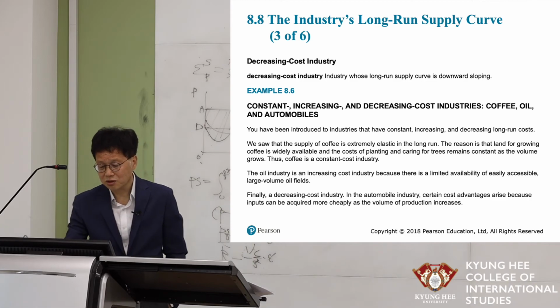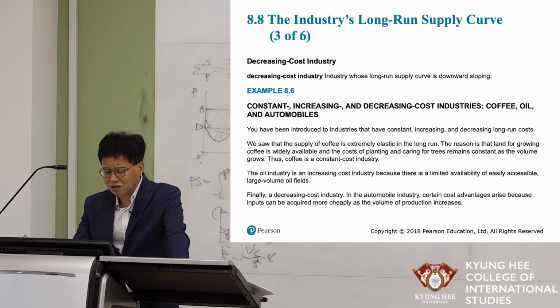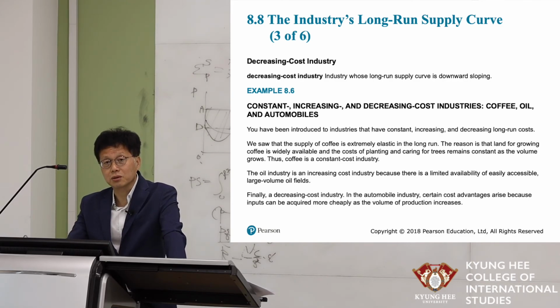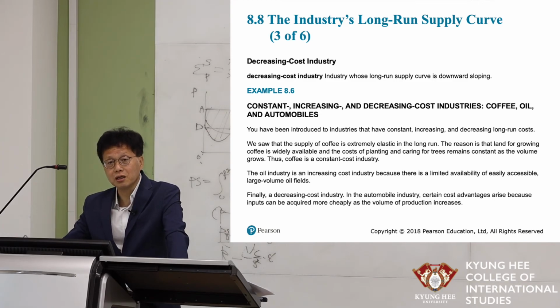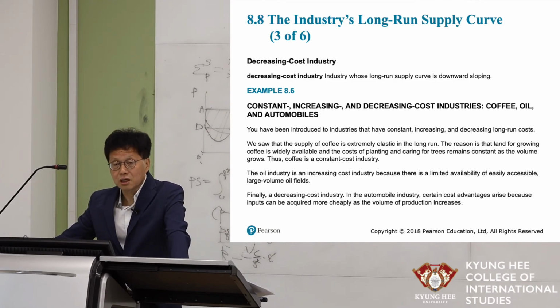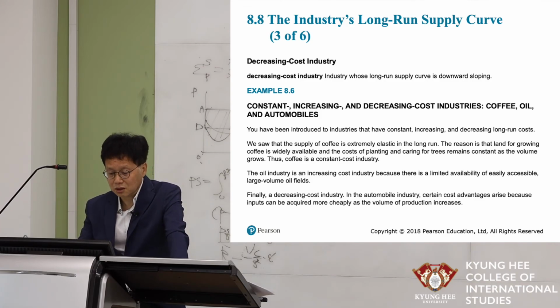Finally, the decreasing cost industry. In the automobile industry, certain cost advantages arise because inputs can be acquired more cheaply as the volume of production increases. So the automobile industry is featured by decreasing cost. For example, to produce more, automakers can purchase lots of parts and components, electronic parts and components, at a cheaper cost than before, right? So marginal cost decreases and average cost decreases. So this industry is featured by decreasing cost.